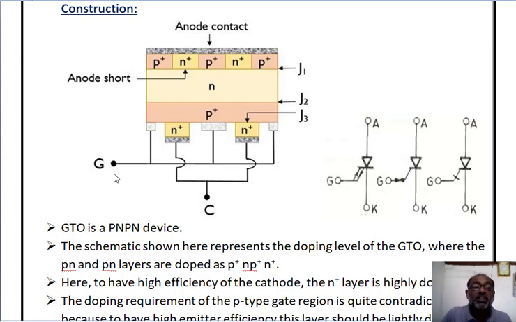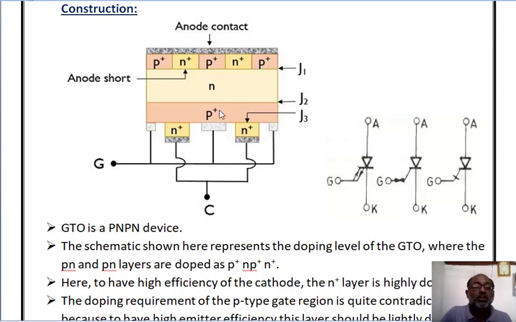Now let me see the construction of the GTO. GTO is a PNPN device. Now as shown in this figure, the different doping levels of the GTO, where the layers are doped as P plus, N, P plus and N plus layer. Now here, to achieve higher efficiency of the cathode, this N plus layer is highly doped.